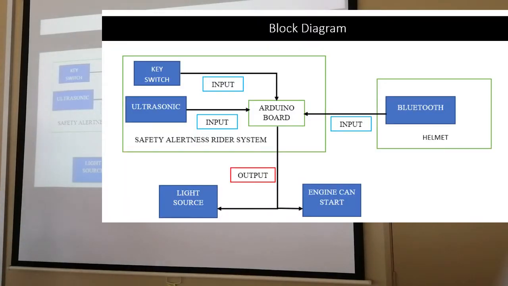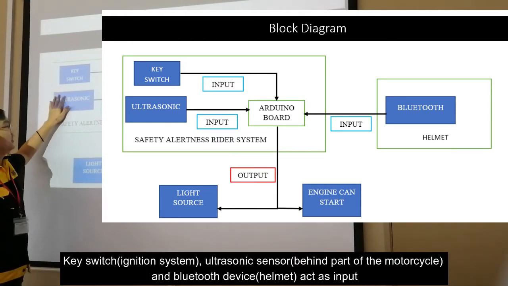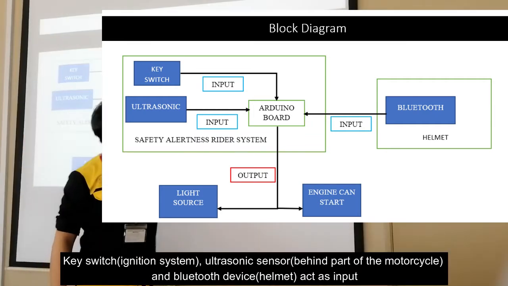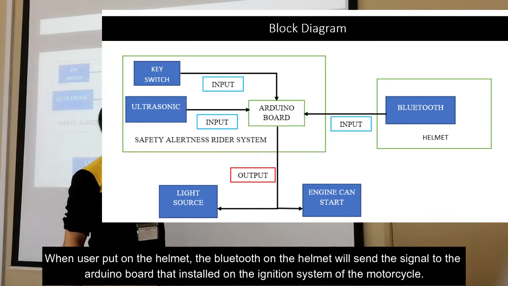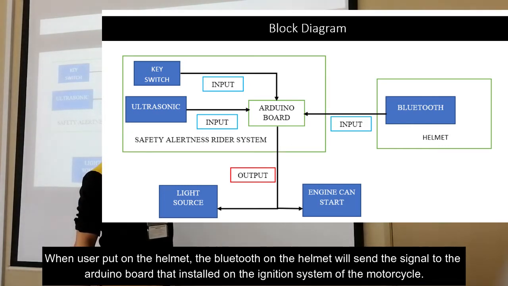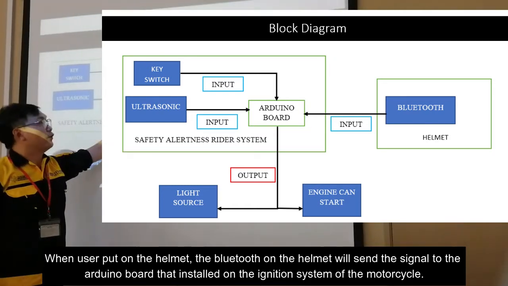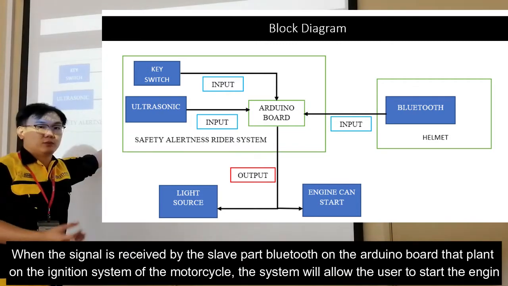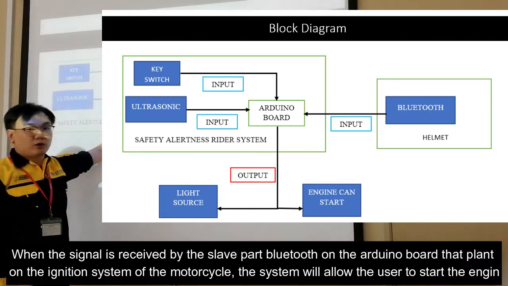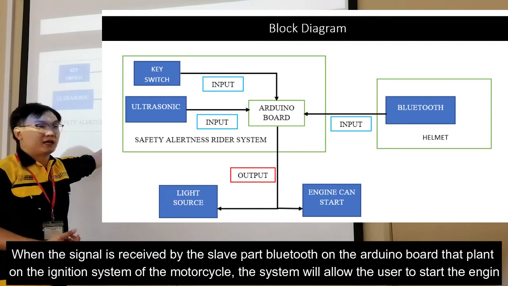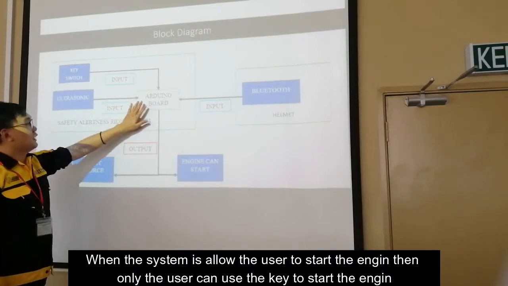Okay, this is the block diagram of my project. The key switch, the ultrasonic sensor and the helmet are the inputs. The helmet is with the Bluetooth. When the user puts on the helmet, the Bluetooth will send out the signal to the Arduino board on the ignition system of the motorcycle. When the Arduino board on the ignition system receives the signal from the helmet, it will allow the motorcycle to start. And when the motor can start, the user just turns on the key switch to start the motor.